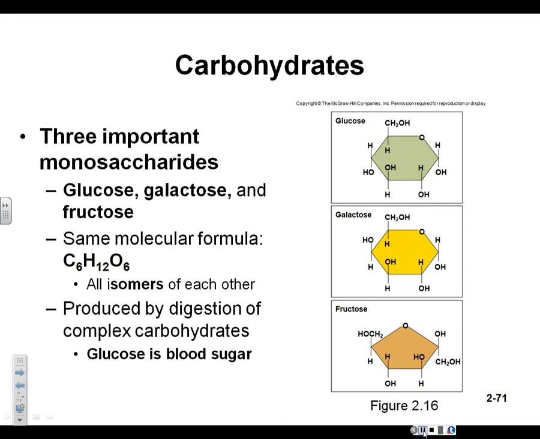Alright, so we got 3 monosaccharides. Glucose, galactose, and fructose. Okay? They all have the same molecular formula, but they have different structural formulas. If you look at all of them, each one is C6H12O6. But look how they are arranged. That makes all of them different. Okay? Makes sense? Yes or no?